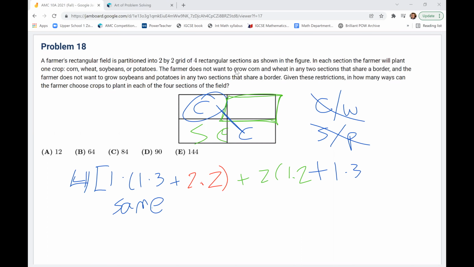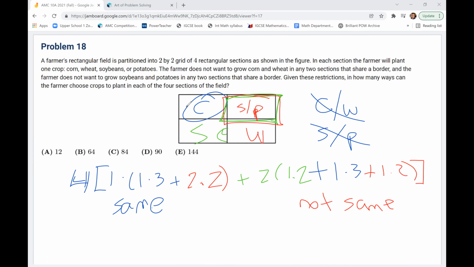And then the other possibility is, what if we put the one thing that this cannot be next to, which in this case is wheat? So what if we put wheat there? Well, if that's the case, then this cannot be corn or wheat, but it can be either soybeans or potatoes. So it's two possibilities if we do that. And you can convince yourself that that's all the possibilities, because it's basing everything on whether the previous one is the same or not the same, which is exhaustive. So there's no other possibilities.